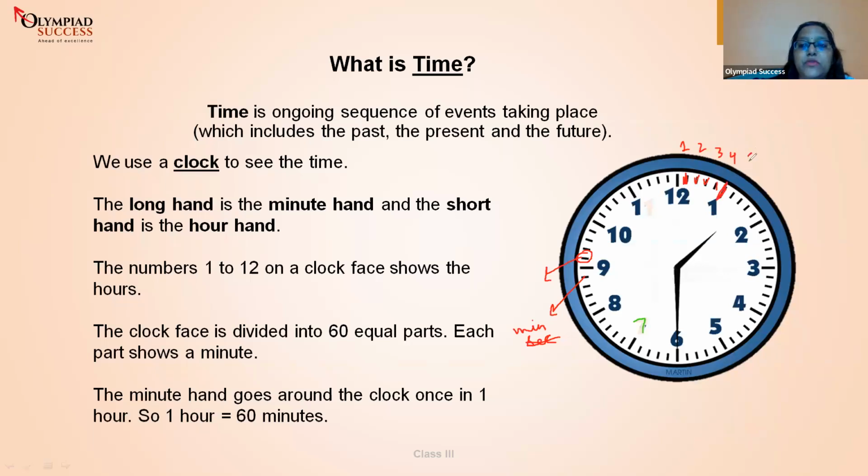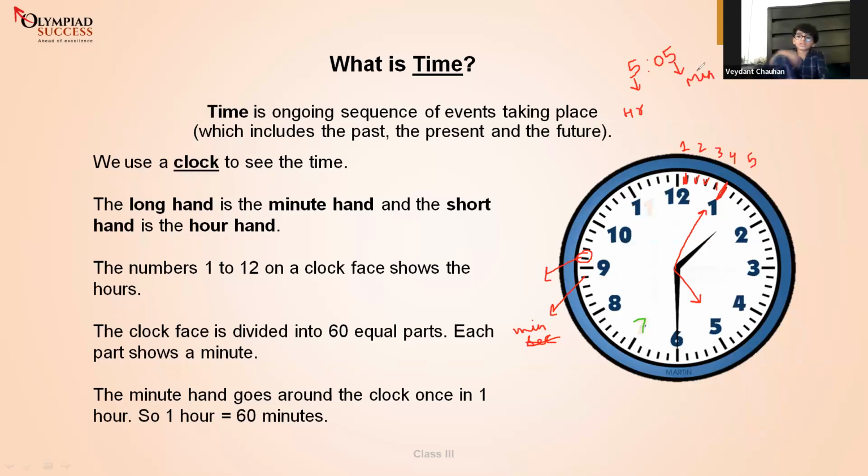So when you get the time, for example, suppose it was 5 o'clock, and now the minute hand has come to point 1. How will you read the time? You will say it as 5:05. This is the hour hand, and this is the minute hand. The minute hand is lying at 1, and 1 means 5 minutes. So I'm writing 05.